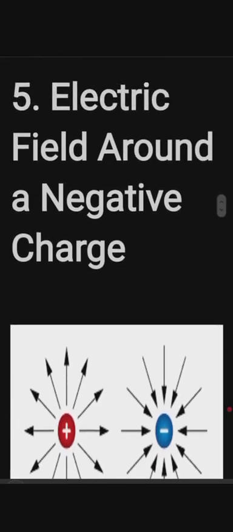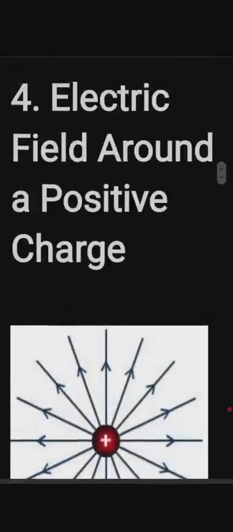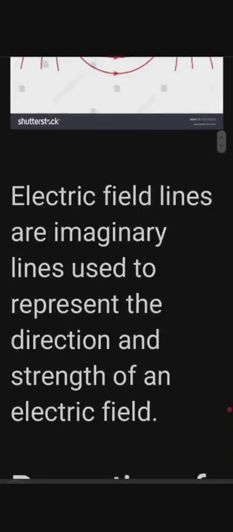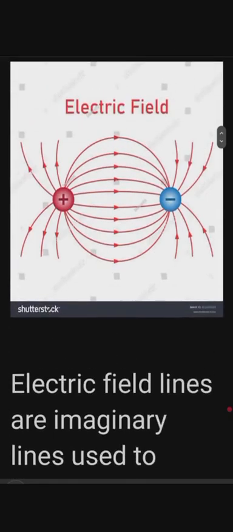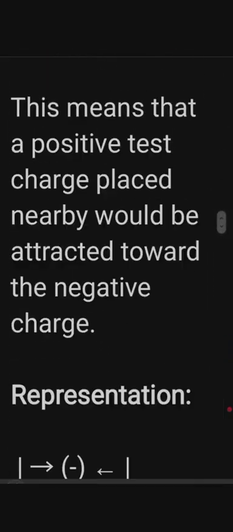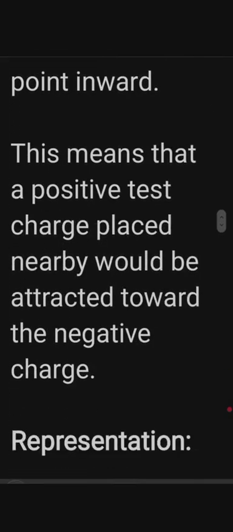The electric field around a negative charge. From the initial diagram, you can see that the lines are moving from the positive charge towards the negative charge. So it's like the negative charge is absorbing the electric field lines, or it's absorbing the electric field. So what this means is that the electric field lines point inward towards a negative charge. So when you bring a positive charge close to this negative charge, it will attract it.